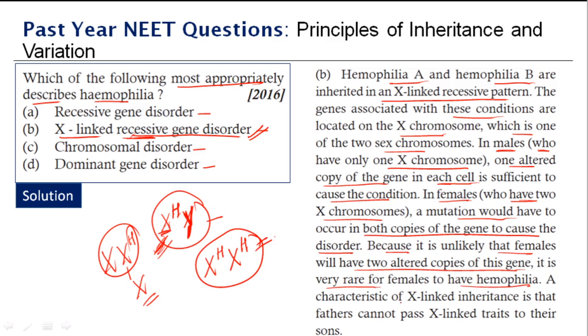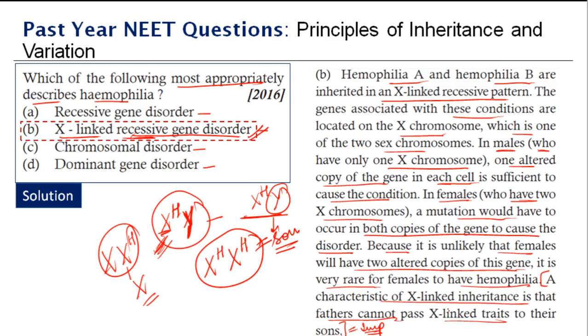A characteristic of X-linked inheritance is that fathers cannot pass X-linked traits to their sons. Why? Because a father will always give the Y chromosome to his son. This is a very important statement that you should remember. And coming back now to the question, hemophilia is an X-linked recessive gene disorder. So the correct answer here is B.